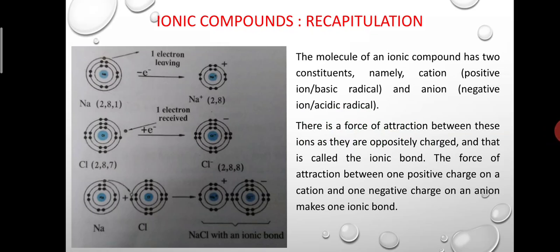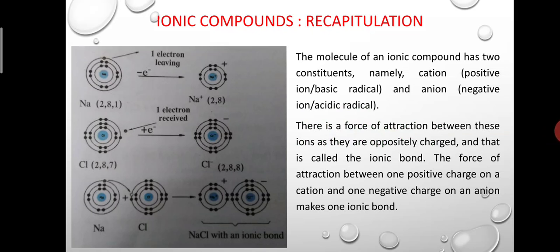Let us see once again how the sodium and chlorine atoms form the Na plus and Cl minus, and as a result how the NaCl salt is formed. The figure here shows how this takes place. A sodium atom gives away one electron and a cation of sodium is formed. A chlorine atom takes up this one electron and forms an anion of chlorine, that is chloride ion.